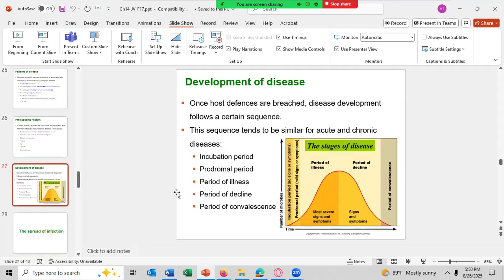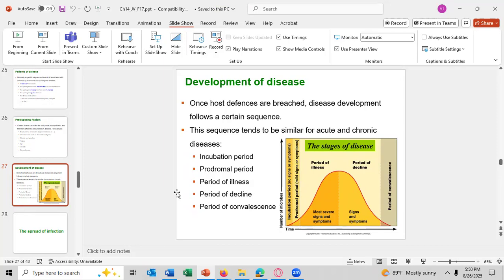All right. Disease normally follows a specific pattern of development. Once the host defenses are breached, disease development follows a certain sequence for almost all diseases. This sequence is similar for acute and chronic diseases. The very first, you have the incubation period.